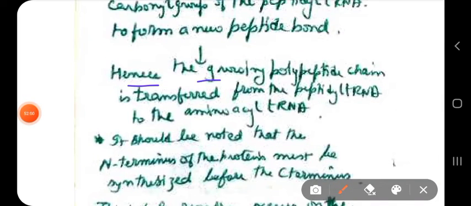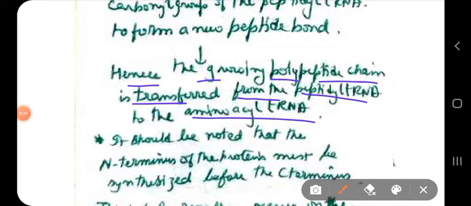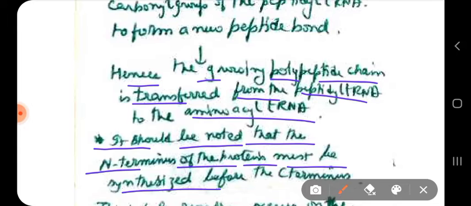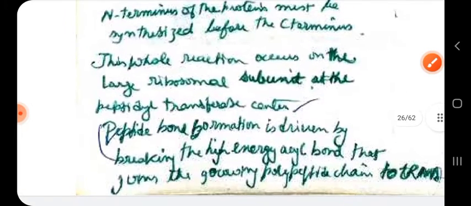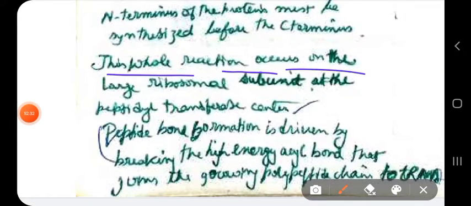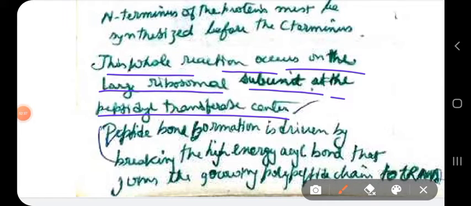Hence, the growing polypeptide chain is transferred from the peptidyl tRNA to the aminoacyl tRNA. Now the peptidyl tRNA is no more peptidyl tRNA, it becomes uncharged tRNA, whereas the aminoacyl tRNA now becomes a peptidyl tRNA, and it will carry out the next round of peptide bond synthesis. It should be noted that the N terminus of the protein must be synthesized before the C terminus. That has to be remembered. And the whole reaction occurs within the large ribosomal subunit at the peptidyl transferase center.